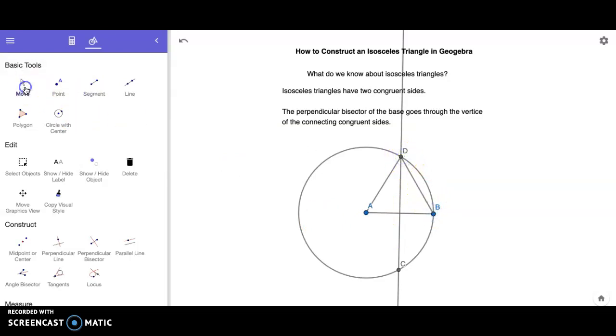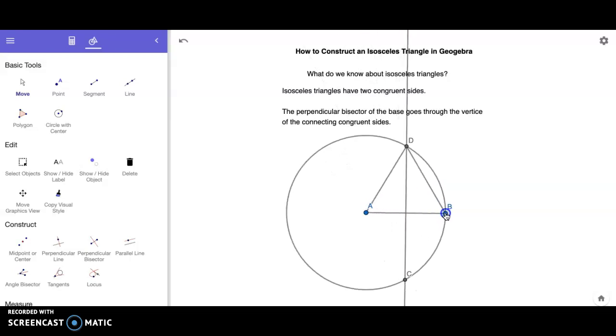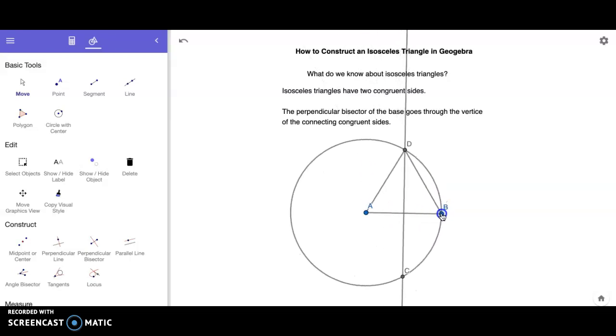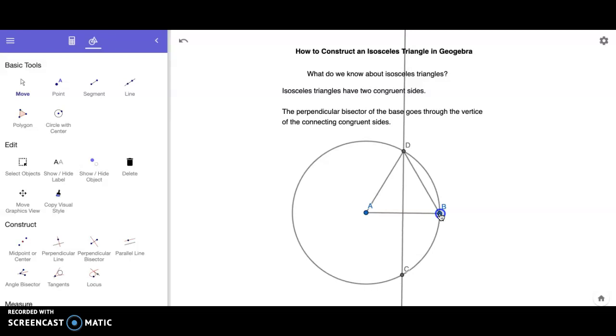And from what we know about isosceles triangles, that the perpendicular bisector goes through the vertex connecting the two congruent sides, we know that the segments AD and BD are going to be congruent. So here we can move this point B anywhere, and we're still going to have our isosceles triangle like so. So these are just a few ways that you can create this isosceles triangle.